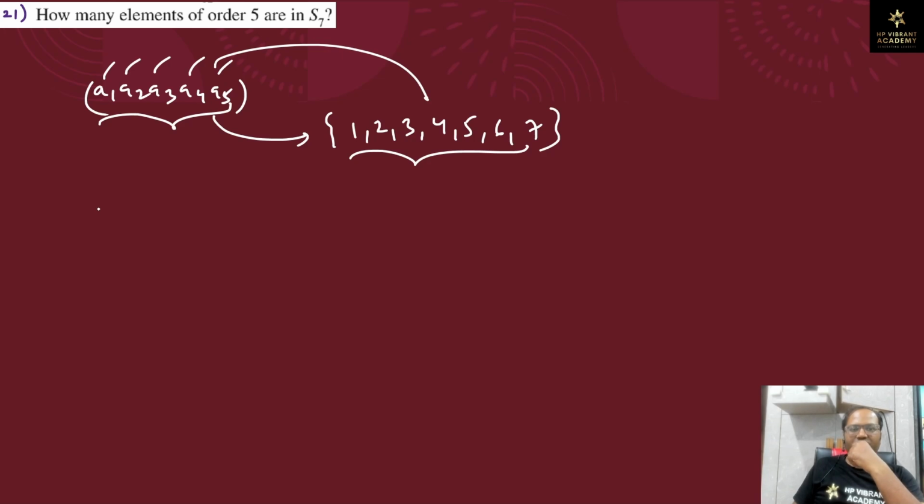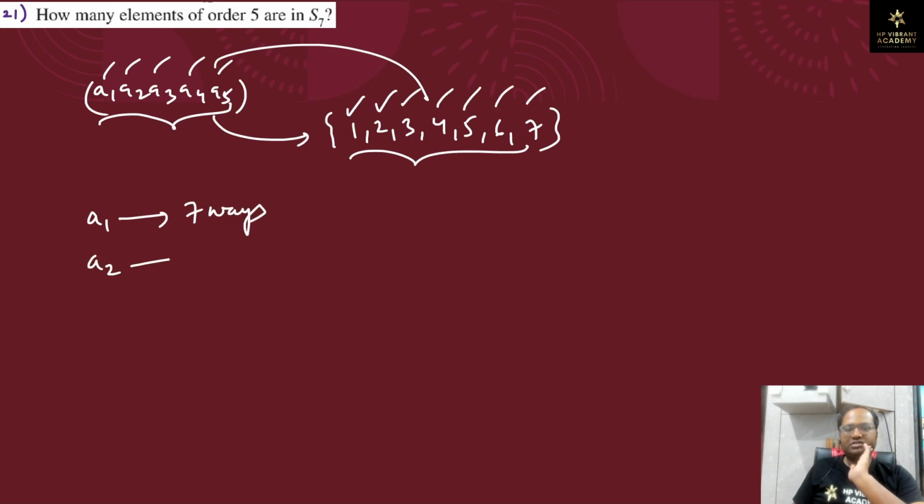Let us find the number of ways of selecting these elements. So a1 can be selected in 7 ways. It is clear. तो a1 की जो वैल्यू है 1 भी हो सकता है, 2 भी हो सकता है, 3, 4, 5, 6, 7 भी हो सकता है. तो 7 ways से सेलेक्ट किया जा सकता है.